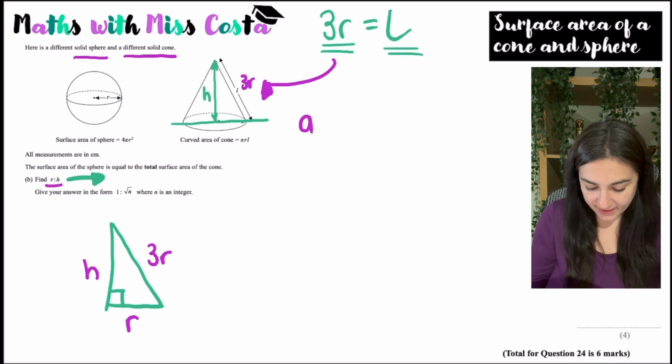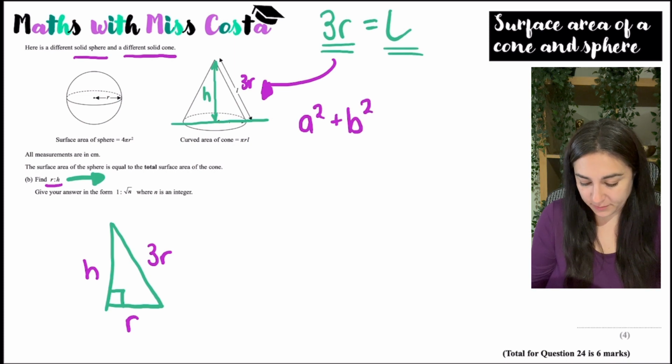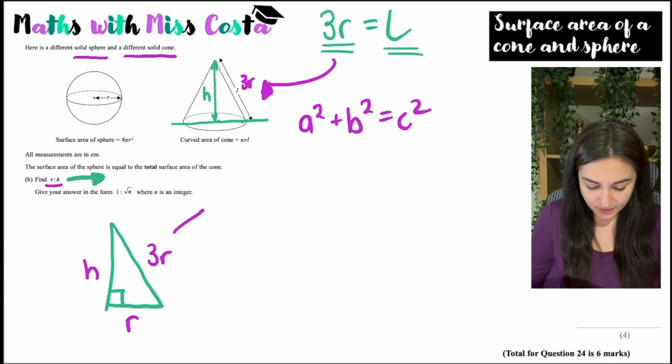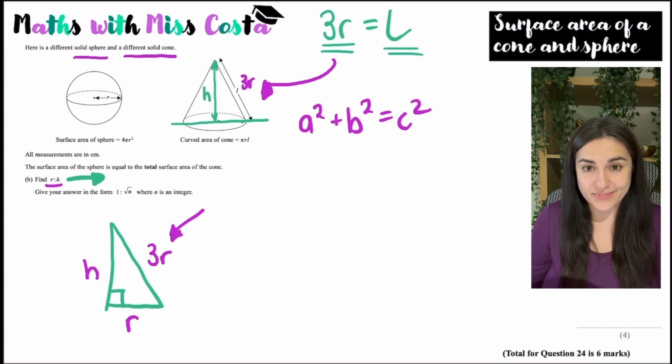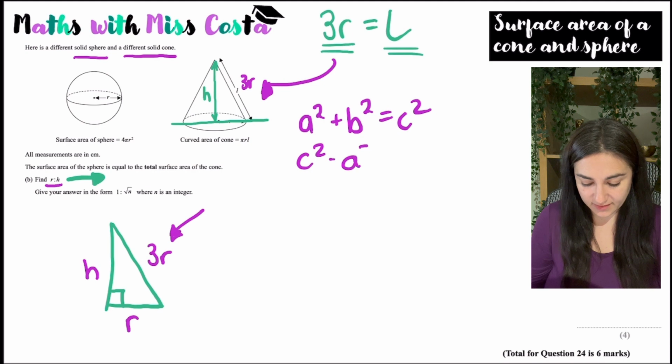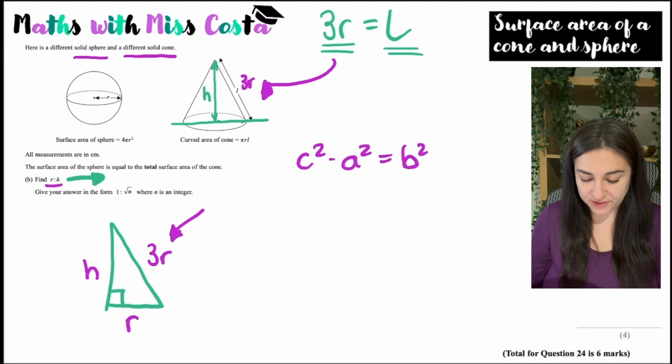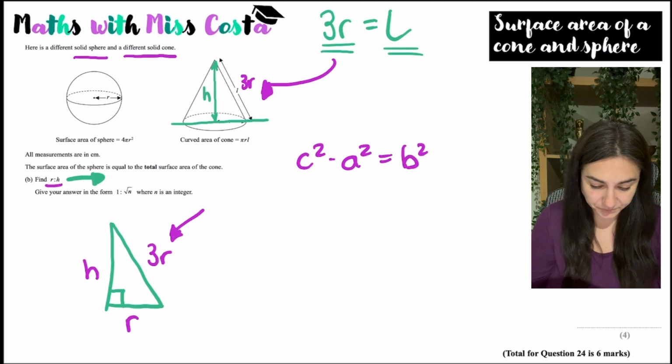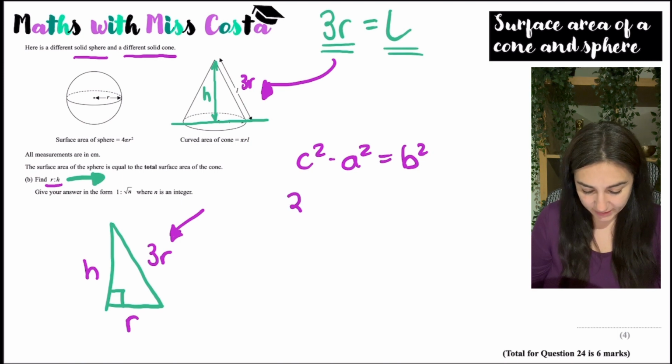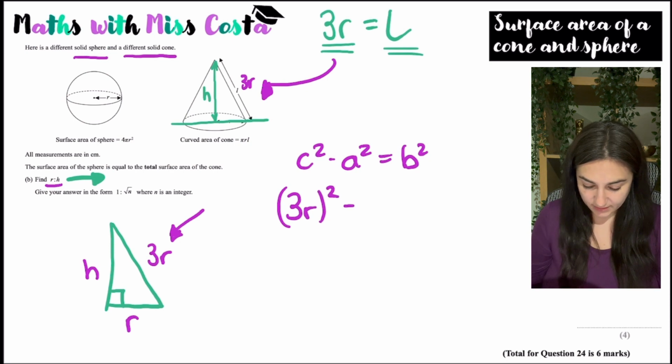Well, using Pythagoras' theorem, I know that a squared plus b squared equals c squared. I know that 3r is the hypotenuse, so therefore I'm going to rearrange it to this. Obviously A and B, it doesn't matter which one's which, they're just the two shorter sides. So c squared is going to be (3r) squared, take r squared, must equal h squared.